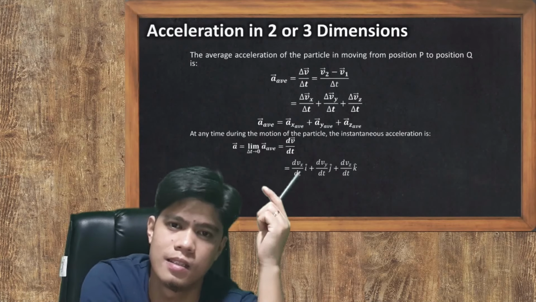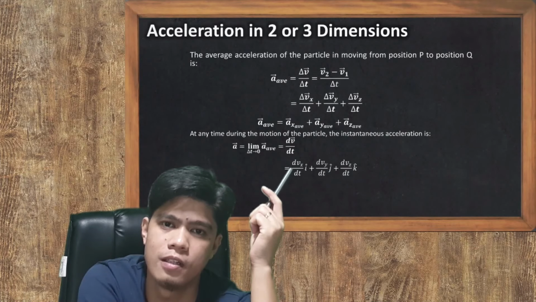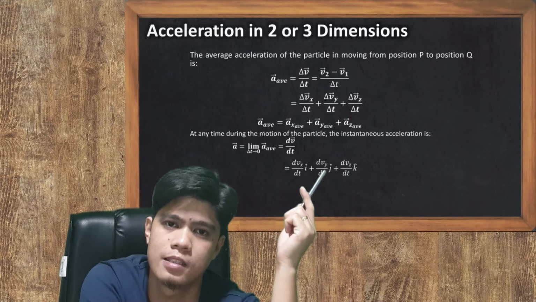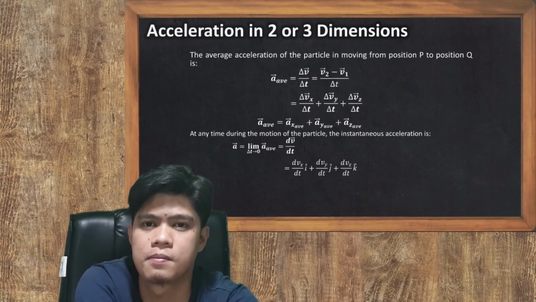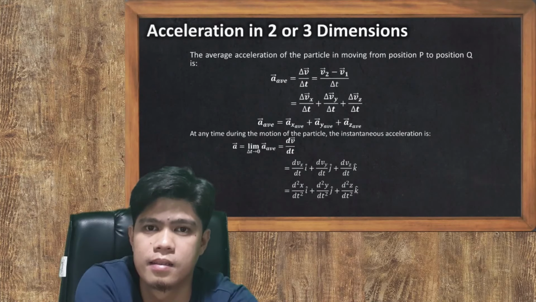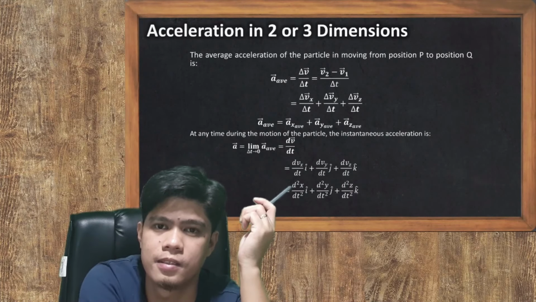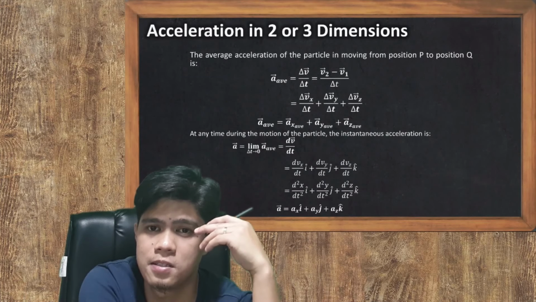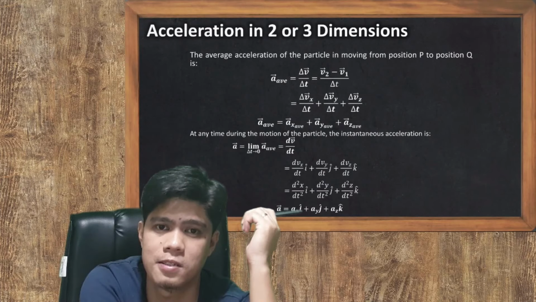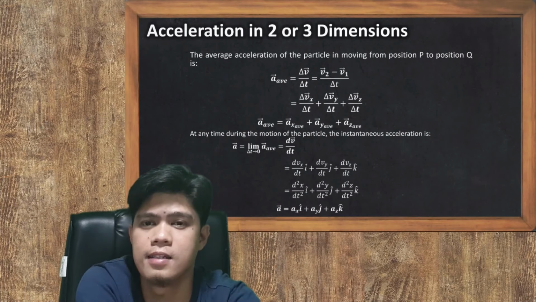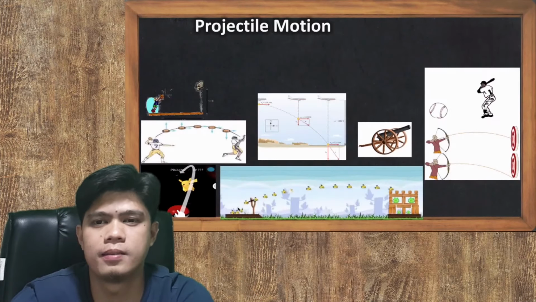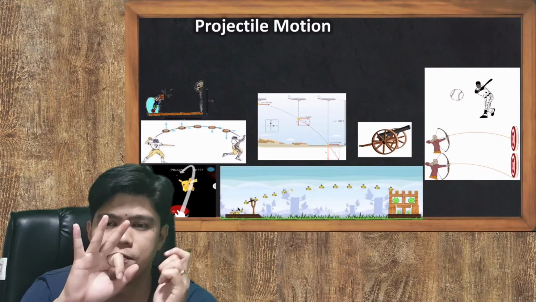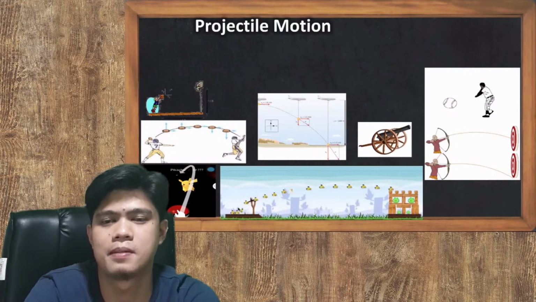And it's just dvx over dt i hat plus dvy over dt j hat plus dvz over dt k hat. Or you can use the second order derivative, where your instantaneous acceleration is just ax i hat plus ay j hat plus az k hat. So we are done with the discussion on position, displacement, velocity, and acceleration.